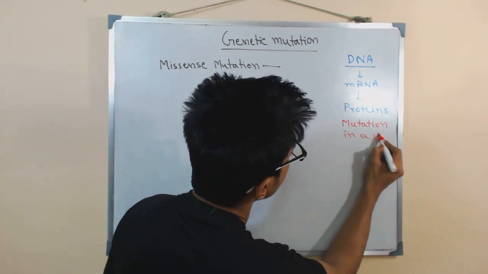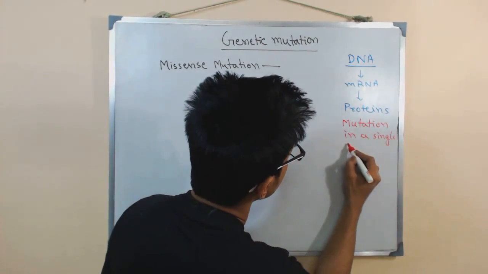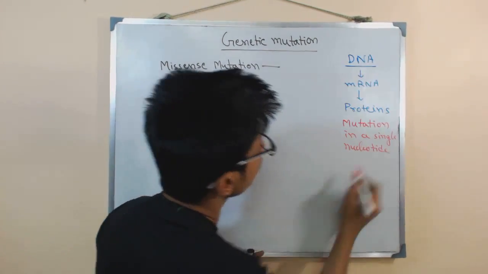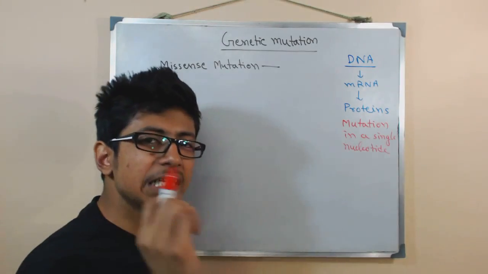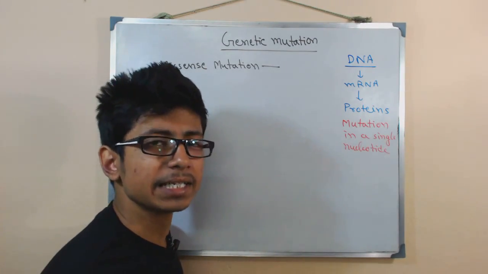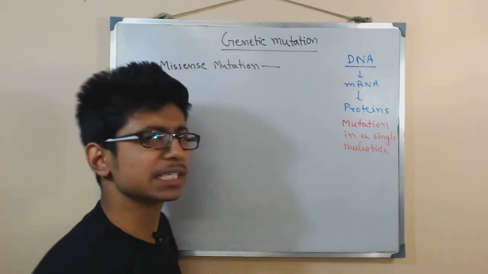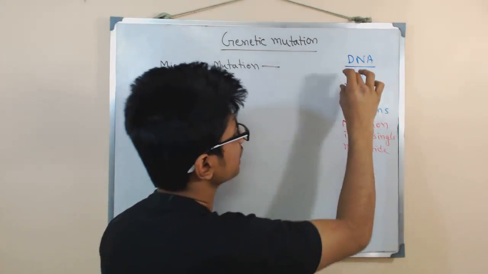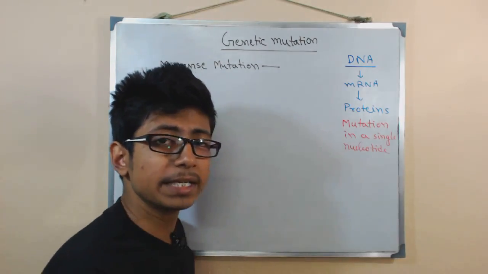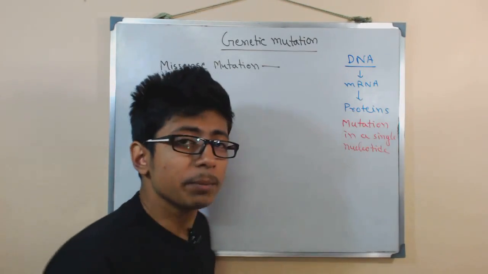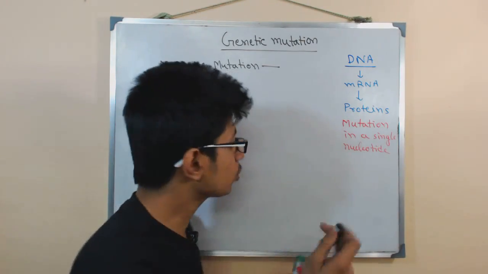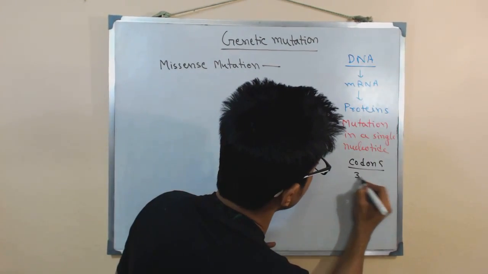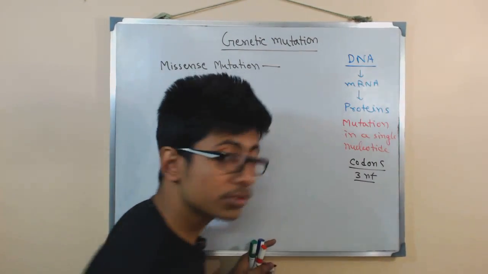in a single nucleotide. Mutation in a single nucleotide in the DNA, and that will change things. That can be a mutation at the DNA level, that can be a mutation at the mRNA level, and finally it will ultimately reflect on the proteins. Because what do we know about codons? Codons are a stretch of 3 nucleotides.